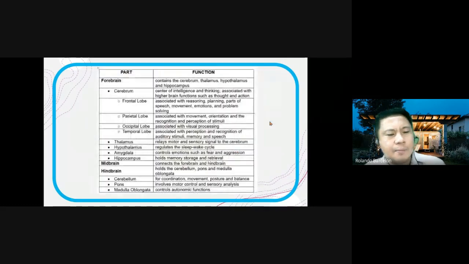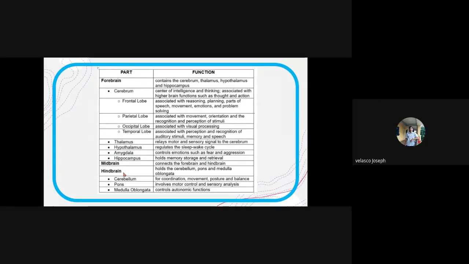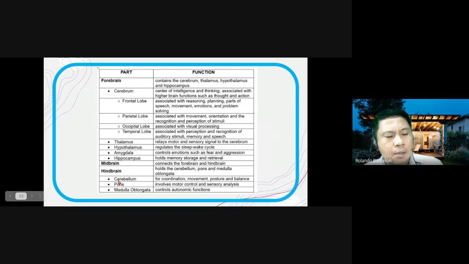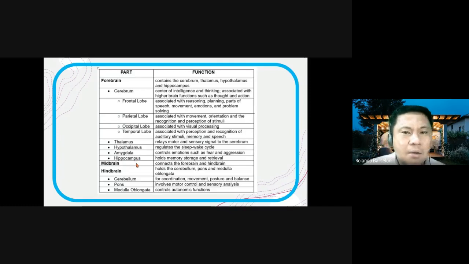Okay, so we have here the different parts. Now, take screenshots of this lecture. Please memorize. We have three major parts of the brain: forebrain, midbrain, and hindbrain. For the forebrain, we have the cerebrum, thalamus, hypothalamus, amygdala, and the hippocampus. Take screenshots. The cerebrum is all about intelligence and thinking.